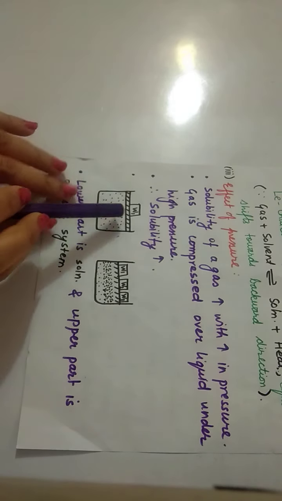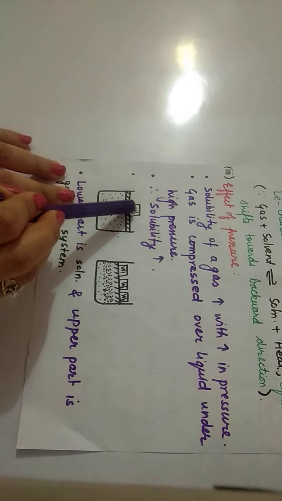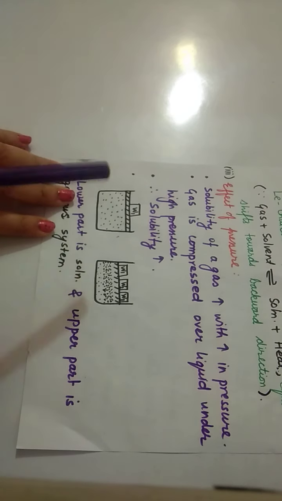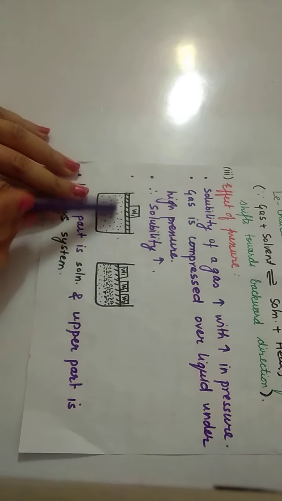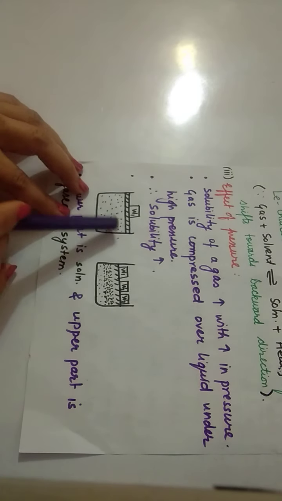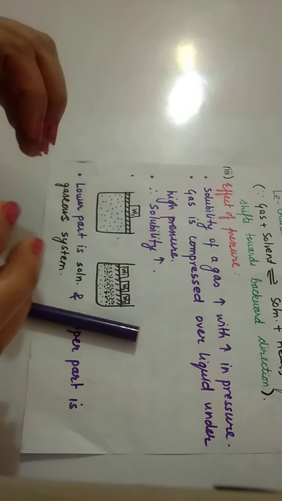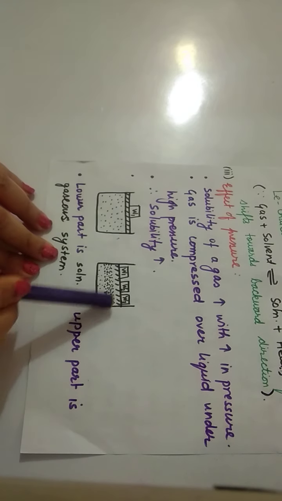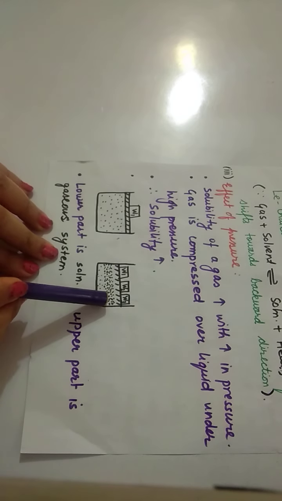So here we are compressing the gas with the help of a piston. So we are applying pressure over the piston. So on increasing the pressure over the gas molecules, what will happen? The gas molecules will start to compress. And when these gas molecules start to compress, they become closer to each other. So these gas molecules become closer to each other on increasing the pressure.